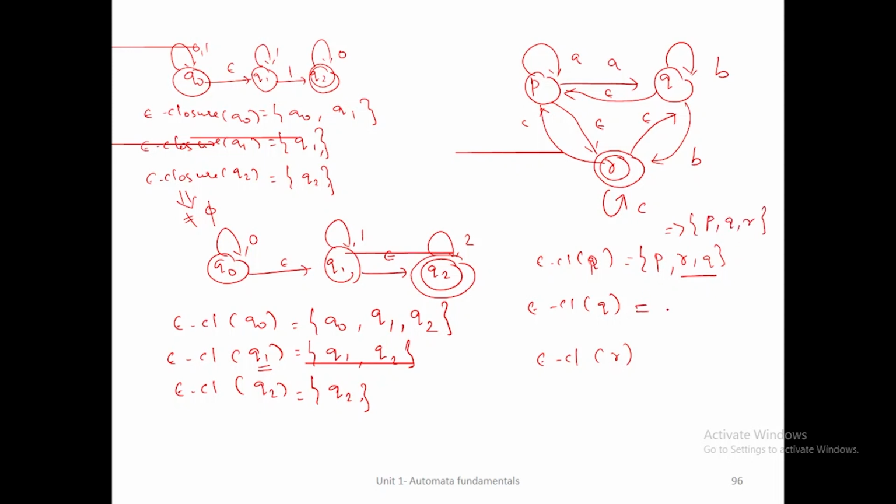Epsilon closure of Q: from Q it goes to P state, from P it goes to R state. So here also the answer is PQR. From R it goes to Q state, from Q it goes to P state, from P it goes to R state. So the answer of epsilon closure values is the same for these three states. Okay, are you clear about it?